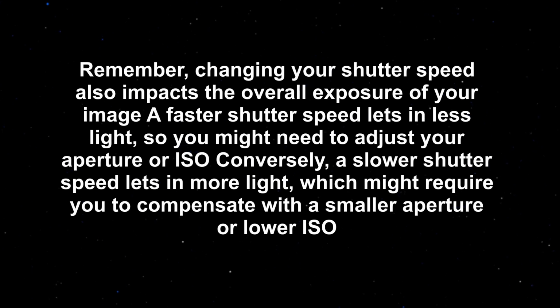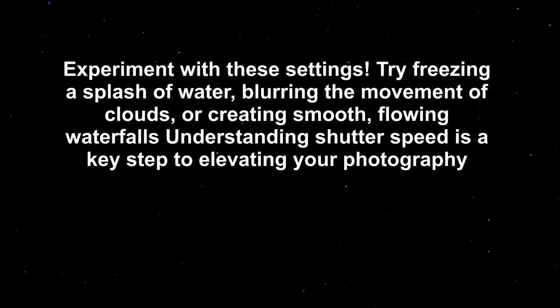A faster shutter speed lets in less light, so you might need to adjust your aperture or ISO. Conversely, a slower shutter speed lets in more light, which might require you to compensate with a smaller aperture or lower ISO. Experiment with these settings.